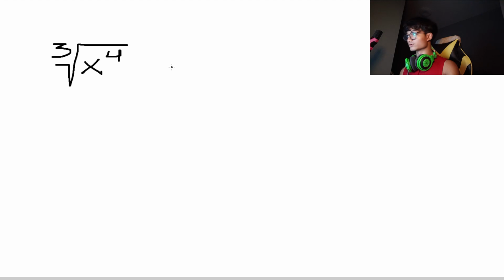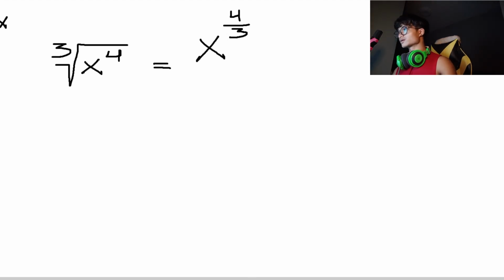Now, another example. In this expression, the nth root is 3 and the variable is 4. And now we can convert it as x raised to 4 over 3. And that is the answer.